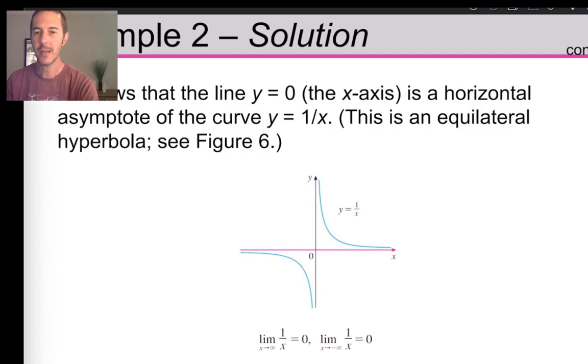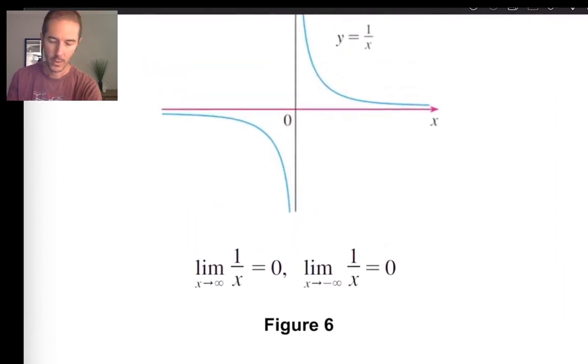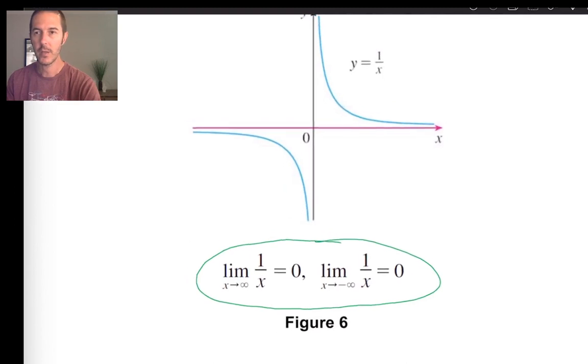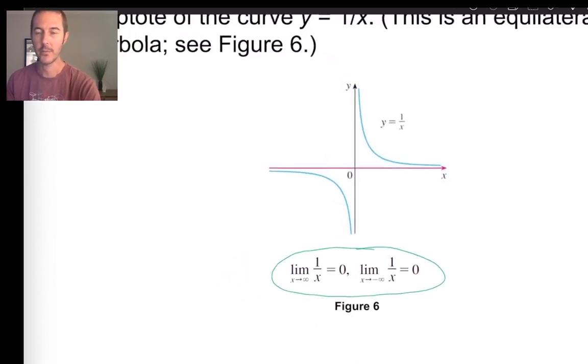Did we need to satisfy both of these statements in order to say that y equals 0, or the x-axis, is a horizontal asymptote? And the answer is no. We only had to satisfy one of them. In fact, we're going to see an example here shortly where as you move in the positive direction, your y values approach one number, and as you move in the negative direction, your y values will approach a different value. So we'll have two horizontal asymptotes.